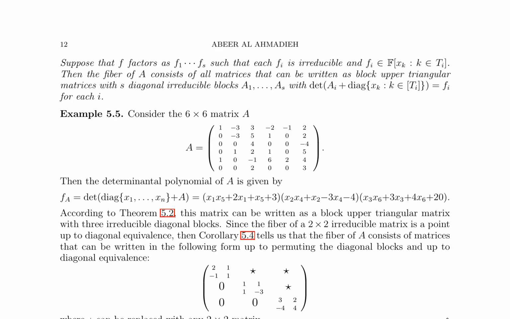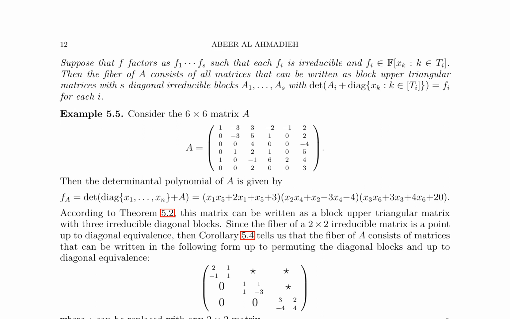In the context of matrix theory, the polynomial f of a matrix A can be factored into irreducible polynomials f1, ..., fs, where each phi is an element of f, xk, k element of t. The fiber of A consists of all matrices that can be written as block upper triangular matrices with s diagonal irreducible blocks A1, ..., As such that the determinant of each I plus a diagonal matrix equals phi.